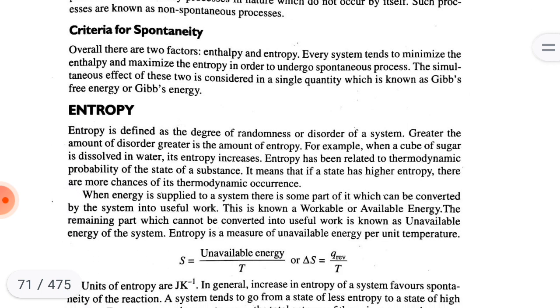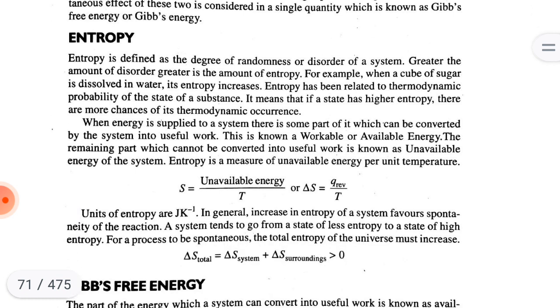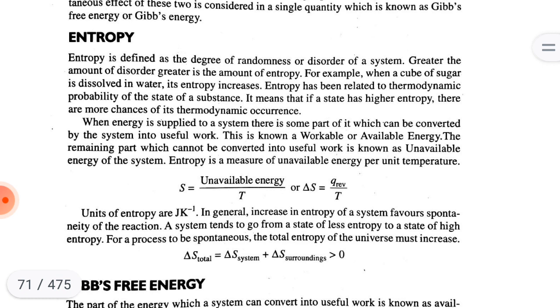Criteria for spontaneity. Overall, there are two factors, enthalpy and entropy. Every system tends to minimize the enthalpy and maximize the entropy in order to undergo a spontaneous process. The simultaneous effect of these two is considered in a single quantity, which is known as Gibbs free energy or Gibbs energy.